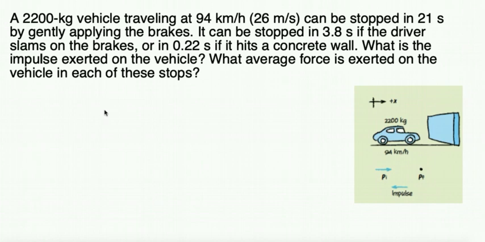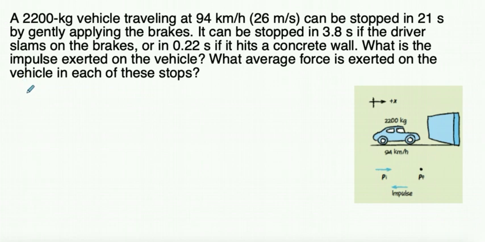Looking at an example of momentum here, we're going to look at the impulse momentum theorem and momentum in general. So it'll kind of kill two birds with one stone. We have a 2,200 kilogram vehicle traveling 94 kilometers an hour, which is 26 meters per second. It can be stopped in 21 seconds by a gentle applying of the brakes. It can be stopped in 3.8 seconds if the driver slammed on the brake, or it can be 0.22 seconds if it hits a concrete wall. So what is the impulse exerted on the vehicle, and the average force exerted on the vehicle in each of these stops?